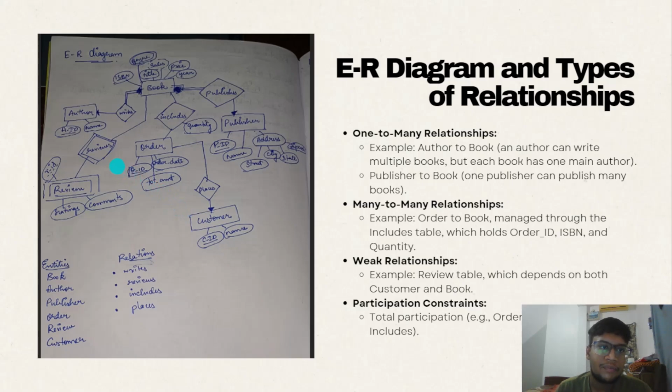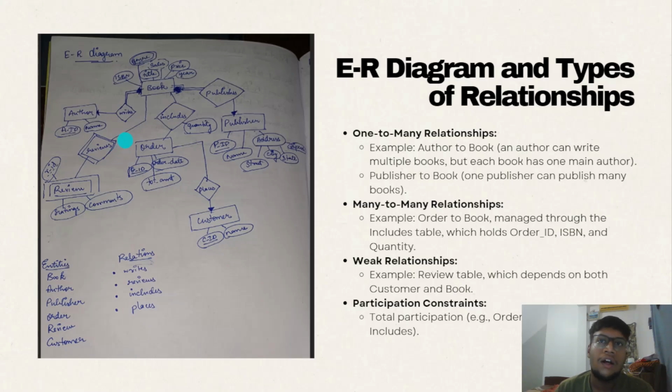And then the reviews. You may have a question why this reviews has a double border unlike the other relationships. This is because the reviews is a weak relationship, and to mention that we are having double borders for that. This reviews is a relationship between the book and the review.